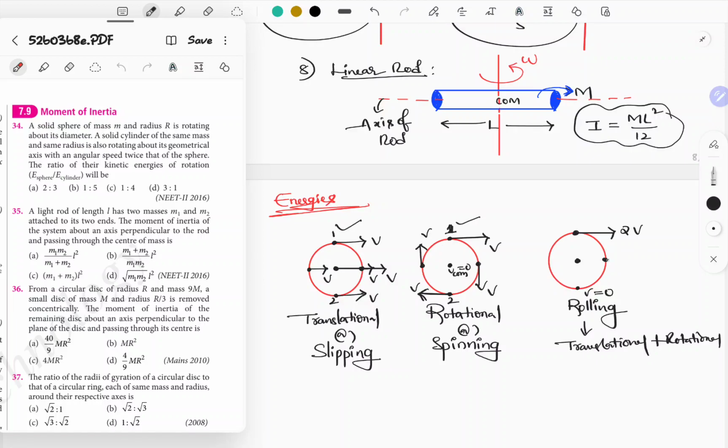So you are going to get, due to translational motion, it is going to be towards the right. Due to rotational, it is going to be down like this. Then the magnitude of this is v and this is also v. We are going to get the magnitude as v root 2.